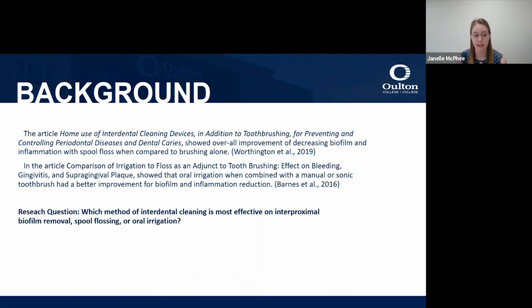And then in contrast to that, we read another article on comparison of oral irrigation to floss as an adjunct to toothbrushing, again on the effects of biofilm removal and inflammation reduction. And this Barnes study said that oral irrigation, when combined with a manual or sonic toothbrush, had the better improvement when compared to spool flossing. So we had a couple of different opinions, and this led us into our research question: which method of interdental cleaning is the most effective on interproximal biofilm removal, spool flossing or oral irrigation?